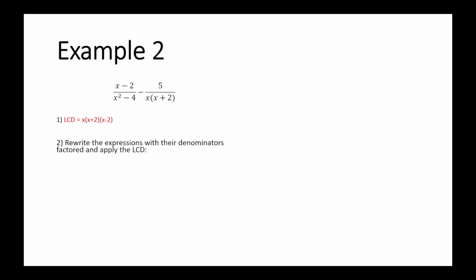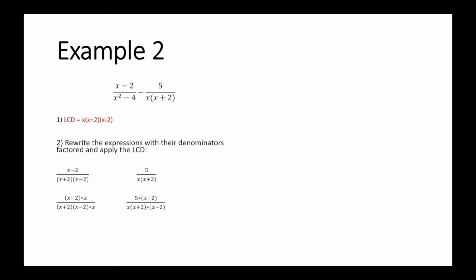However, first, we should rewrite the expressions like we did before. So the first expression now will be broken down into x minus 2 on the top, and in the bottom we'll have x plus 2 times x minus 2, the two factors. And the second term will stay the same. That's already broken down.